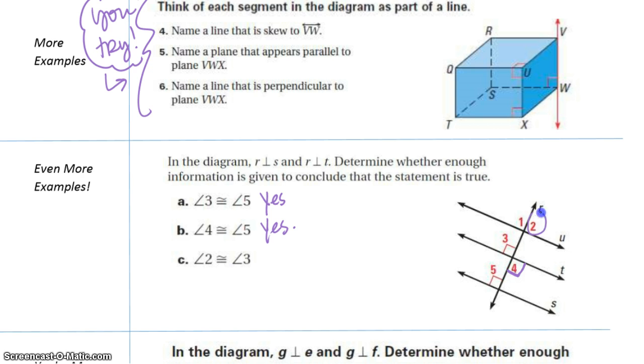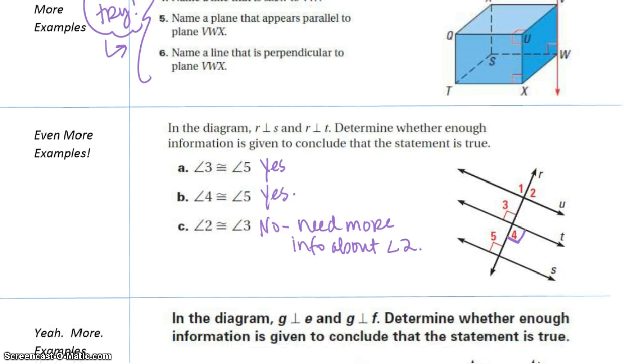Then let's look at angle 2, and let's look at angle 3. Now the problem with angle 2 is I know nothing about its vertical angle. Look, I don't know anything about its vertical angle. I don't know how much its supplementary angles are. So I literally can't find any information out about angle 2 right now. So I don't know anything about angle 2. And if I don't know anything about angle 2, I definitely don't know that it's equal to angle 3. So no. Need more info about angle 2. We definitely would need more information about angle 2.